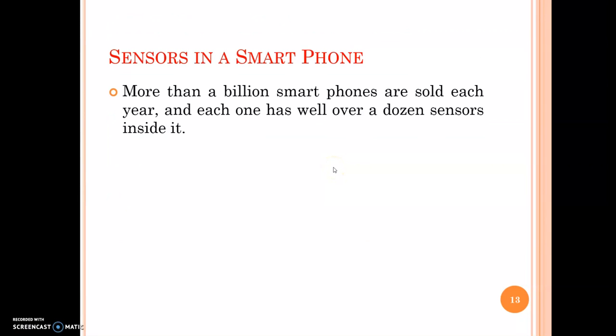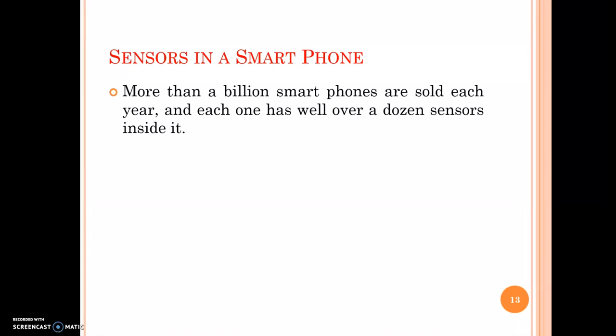In the last segment of the video, we discussed the application of the sensor in agriculture. But the one application of the sensor which is present all around us is the application of sensors in a smartphone, the most significant accelerator of sensor deployment. More than billions of smartphones are sold each year, and each one has well over dozens of sensors inside it. So you can imagine the volume of data which is generated by these sensors.